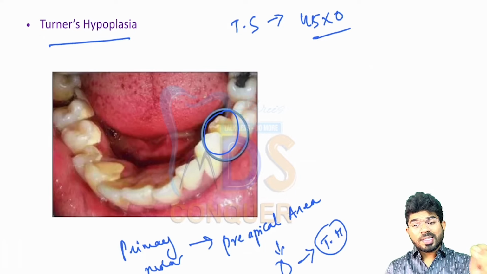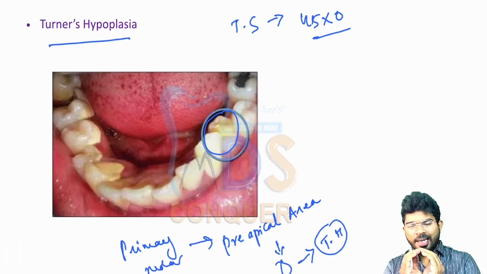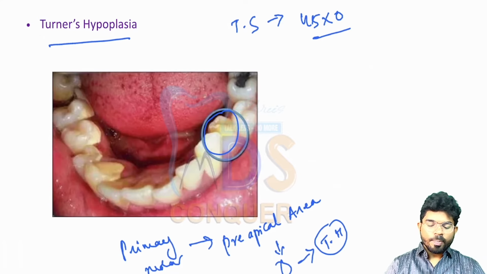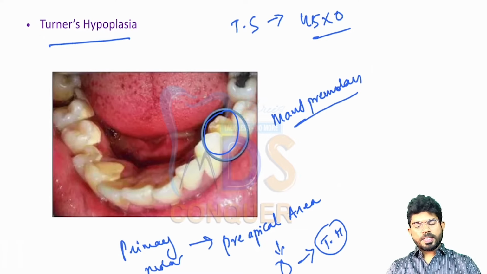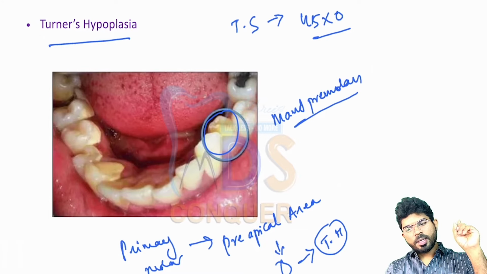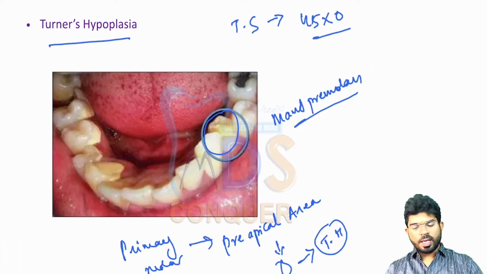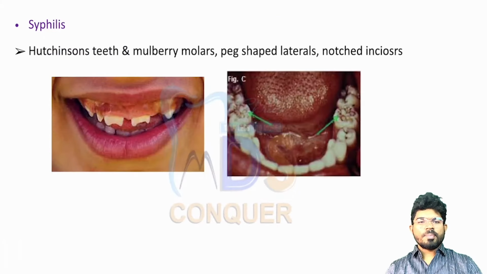This is localized enamel hypoplasia, meaning only a particular tooth, only one or two teeth, are going to get affected, and it is most commonly seen in mandibular premolars. Area specific, it is the mandibular premolar. MIH is in permanent molars. Okay, so this is how you can differentiate Turner's hypoplasia from MIH. Next come questions that are asked very frequently, as in the recent NEET examination. There is a question on this, right?